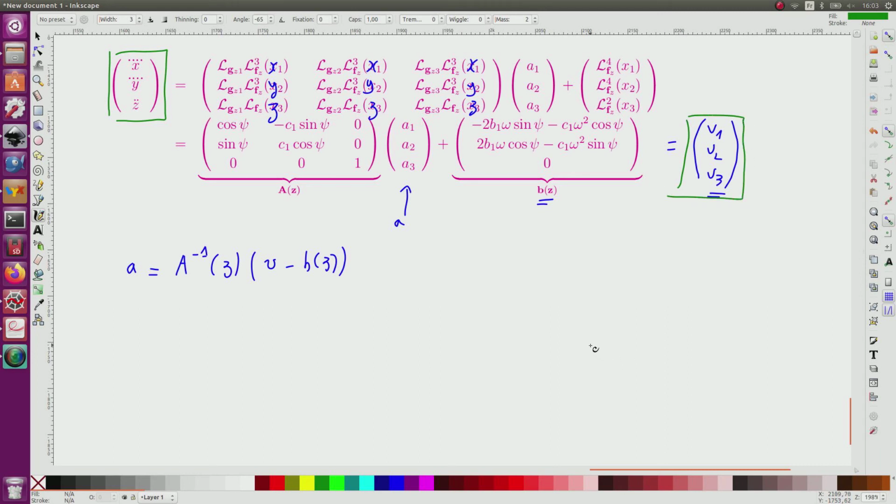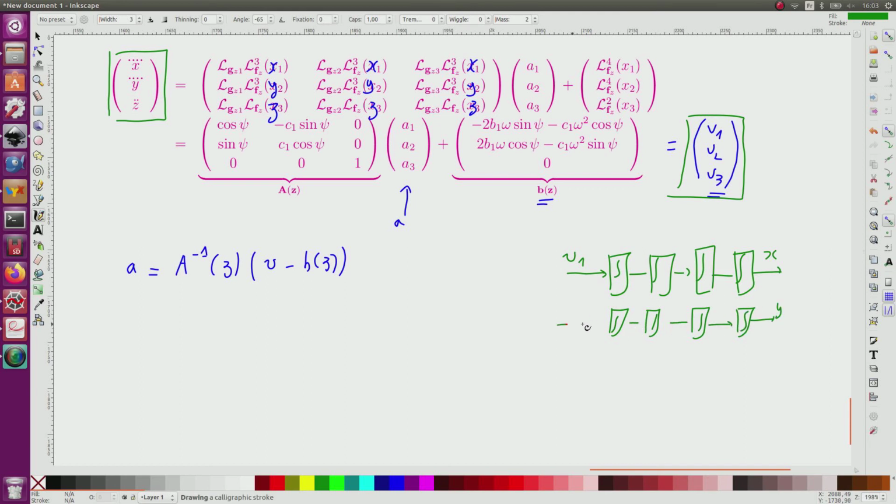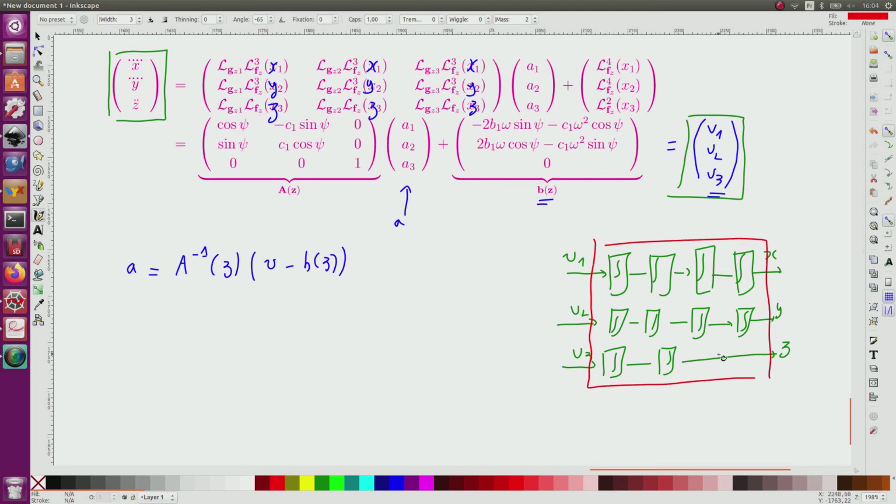So it means that the closed loop system with this control law will be equivalent to the system with 4 integrators here, so 4 due to the relative degree, v1 for x, 4 integrators where I have y here and v2 here, and 2 integrators where here I have z. So with this control, my robot plus this control is equivalent to this decoupled linear system.